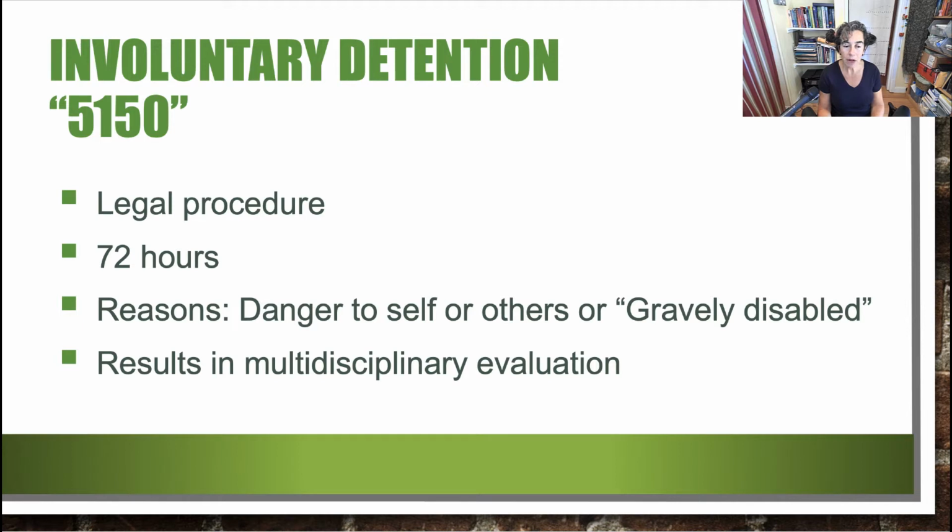So they are a danger to themselves, they're threatening self-harm, a danger to others, so they're threatening others, or something called gravely disabled, which means that the individual is unable to provide for his or her very basic personal needs for food, shelter, or clothing. The evaluation and treatment consist of a multidisciplinary analysis of this individual.